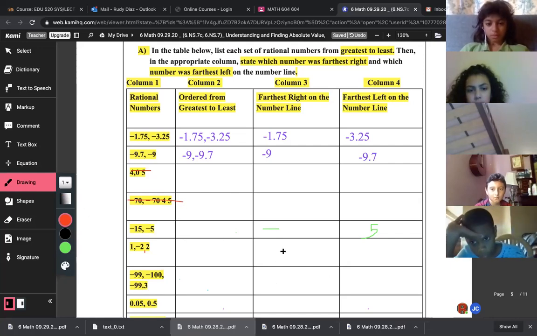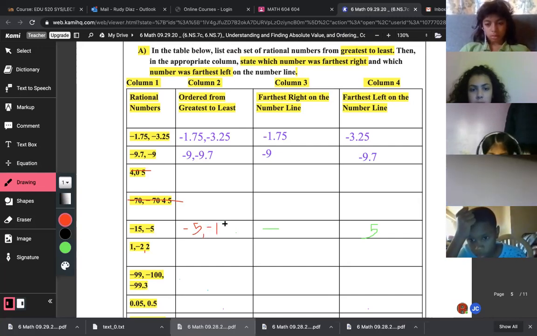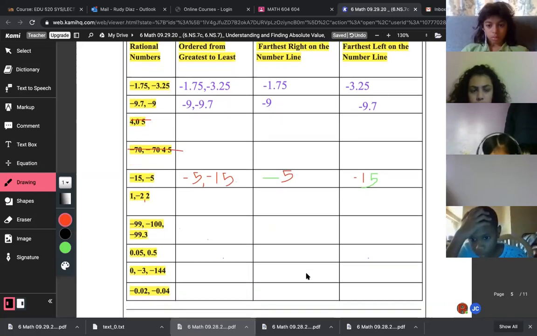The next one, Ian, help me out. Negative 15 and negative 5. What is from greatest to least? Negative 5. Yep. And negative 15. Then the next box is what? Farthest to the right. Negative 5. Good. And then the next one, negative 15. Good. And then we're going to do Abigail.